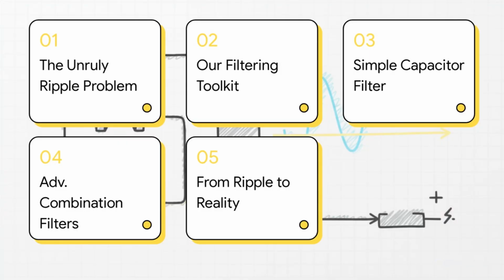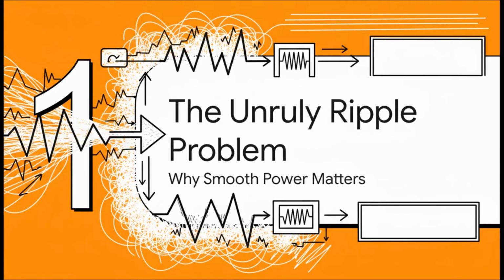So, here's how we'll tackle it. First, we've got to understand what we're up against, the unruly ripple problem. Then, we'll meet our filtering toolkit. After that, we'll build our first line of defense with a simple capacitor filter. Then level up with some more advanced combination filters. And finally, we'll connect it all back to why this matters in the real world. Okay, so let's dive into the problem. Because once you really get a feel for what pulsating DC is, you'll see why these filters aren't just a nice little add-on. They are absolutely essential.